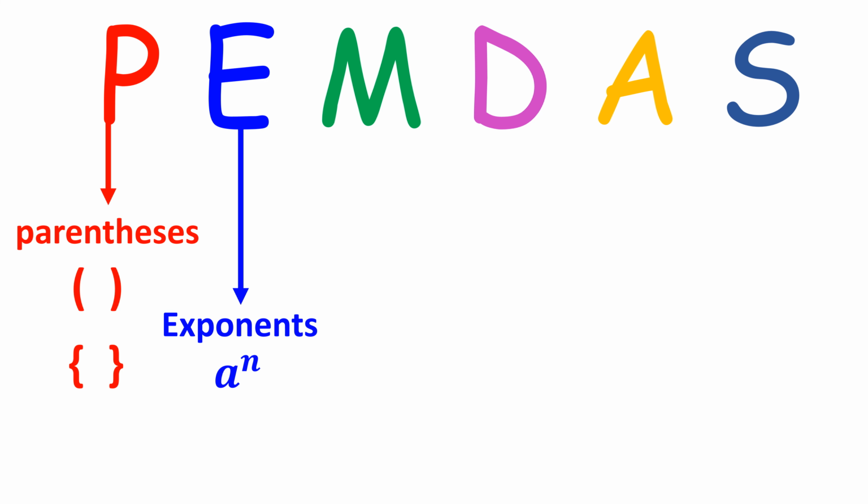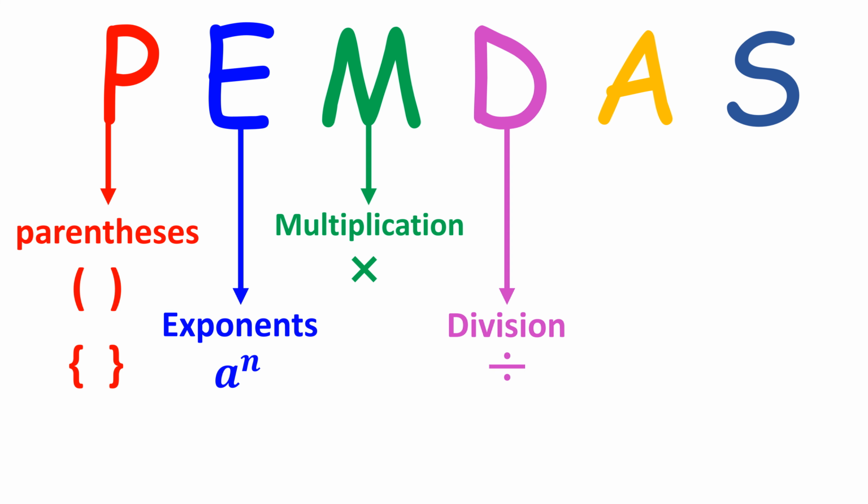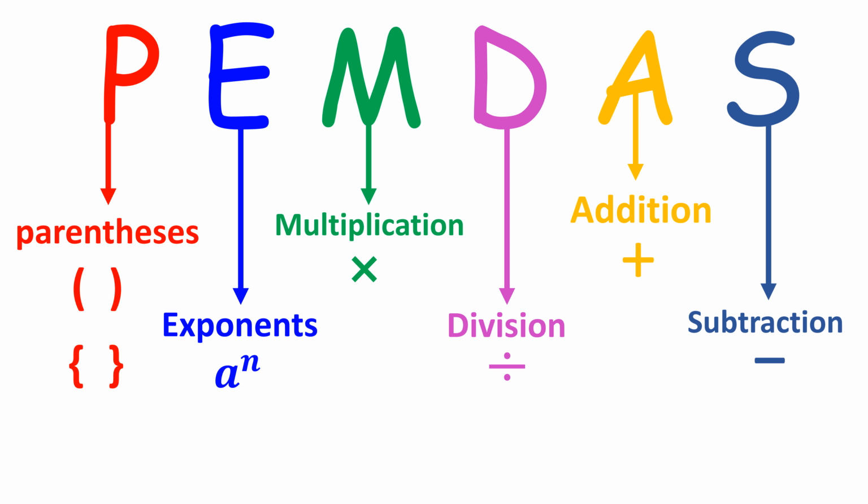PEMDAS is a simple way to remember the order of mathematical operations. The letter P stands for parentheses. The letter E stands for exponents. The letters M and D stand for multiplication and division. And finally, A and S stand for addition and subtraction. So in short, parentheses, exponents, multiplication and division, then addition and subtraction.